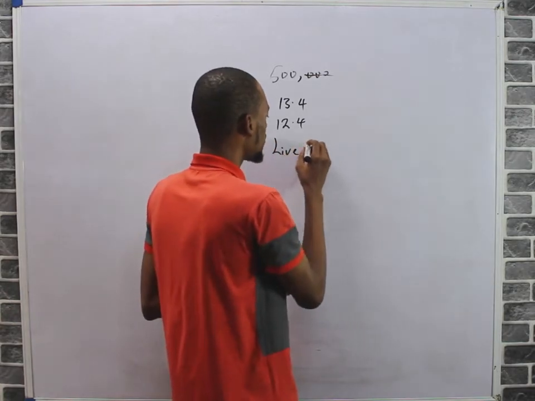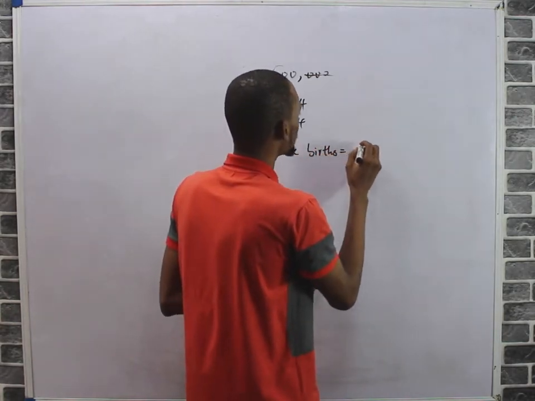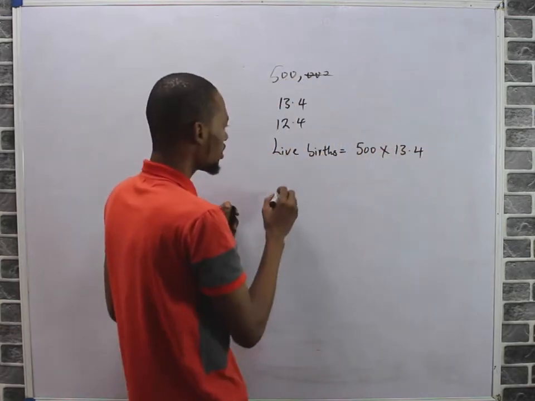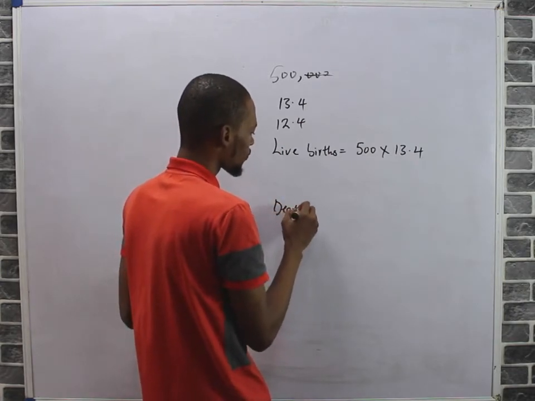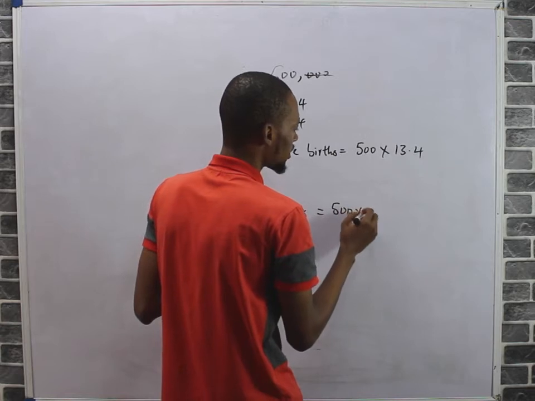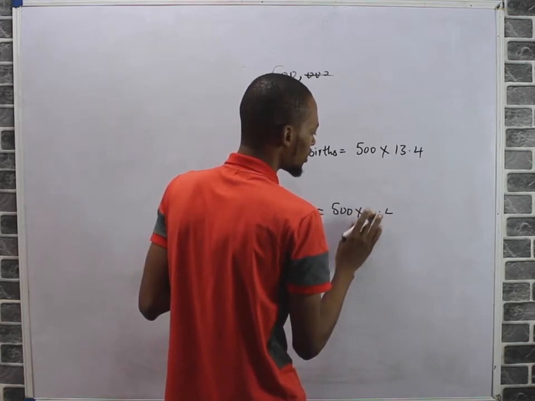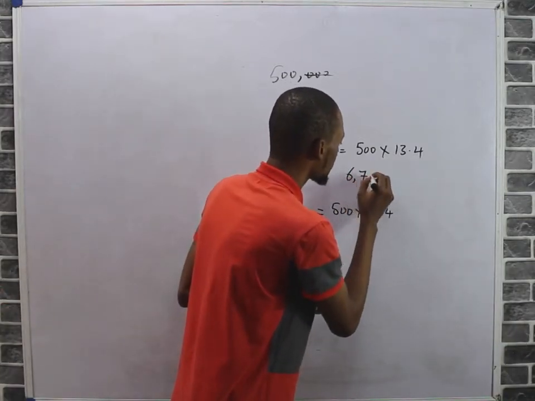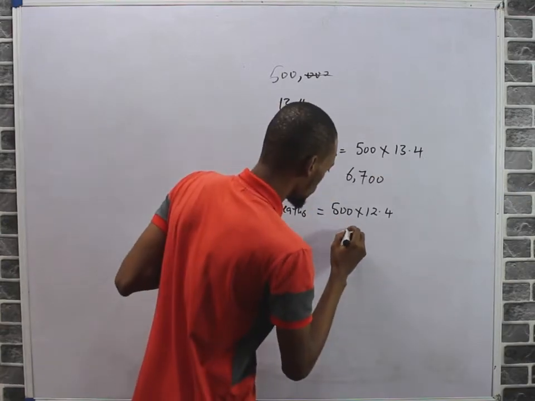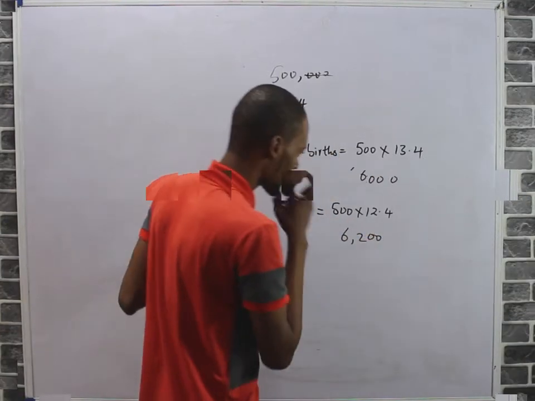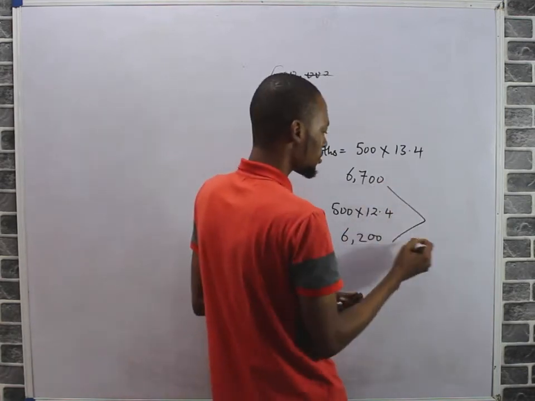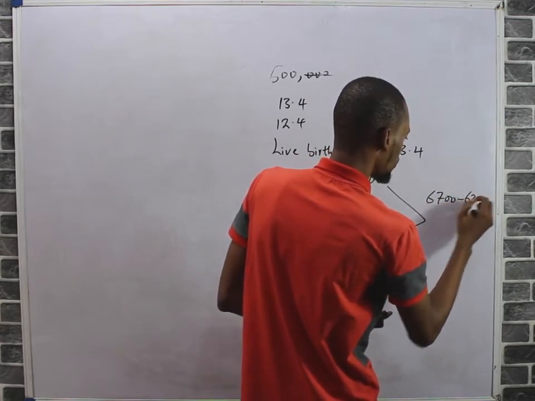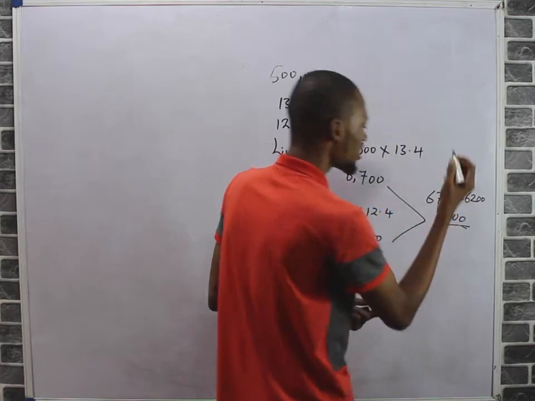This means live births equals 500 times 13.4. Live deaths equals 500 times 12.4. This will give you 6,700 and this will give you 6,200. Now their net effect is simply this minus this. That will give you 6,700 minus 6,200, which equals 500. That is the net effect.